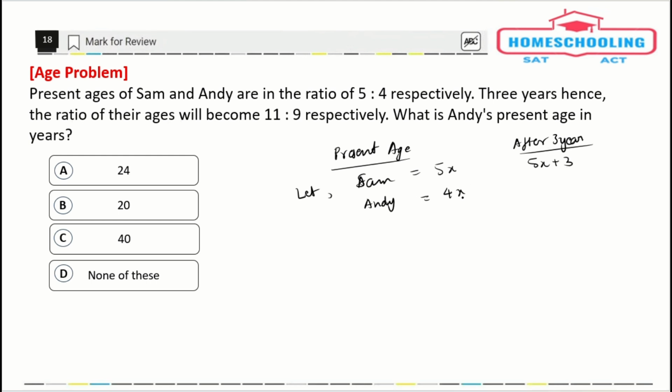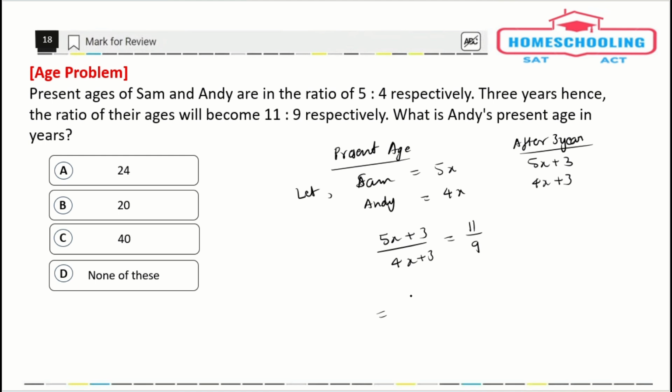And similarly, Andy's age after 3 years would be 4x plus 3, because this is your present age. So after 3 years, you add 3 to the present age. So now we have, after 3 years, Sam's age is 5x plus 3, and Andy's age is 4x plus 3. And in the question, it is given that the ratio of Sam and Andy's age after 3 years is 11 divided by 9.